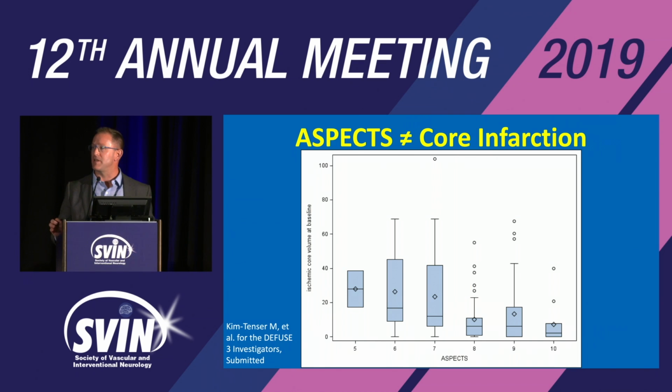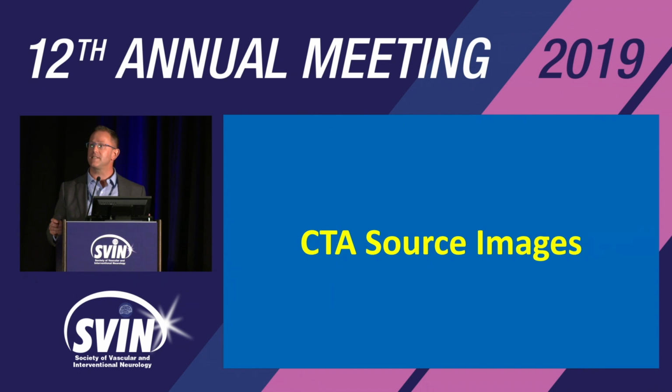So you can see here patients with ASPECTS of 8, 9, or 10 that are favorable uniformly have small core infarct volumes. However, when you get to 7 or less, you can see there's a much wider range of core volume, and that's important to keep in mind as well. You get into an area where you don't quite know what you're dealing with as you go down on the ASPECTS scale pretty quickly. Okay, CTA source images.